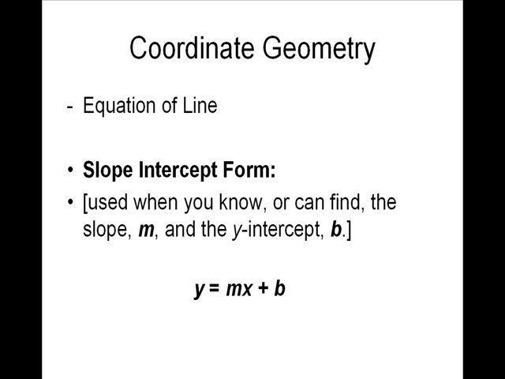Now let's look at the equation of the line. We have different forms for the equation of the line. The simplest one is called slope-intercept form. As you can see, it's a pretty simple equation. y equals mx plus b, where m is your slope and b is your y-intercept. That's where the line intersects the y-axis. Basically, you're setting x to 0.